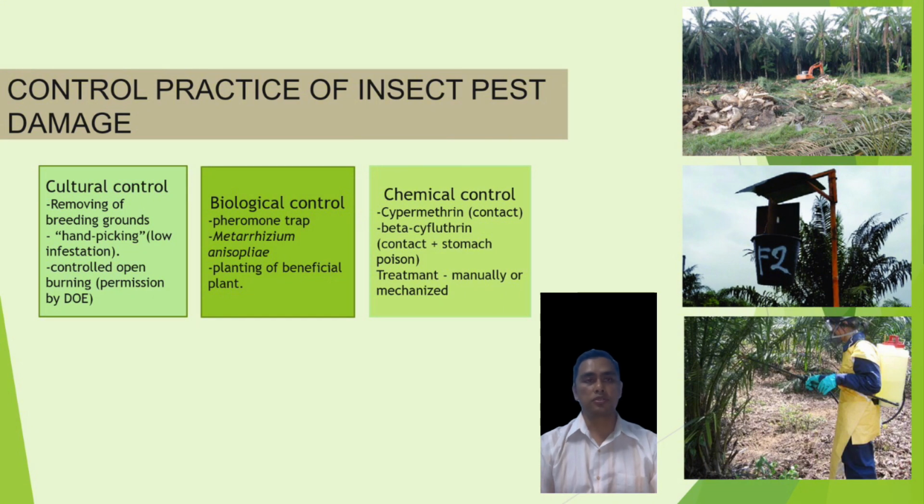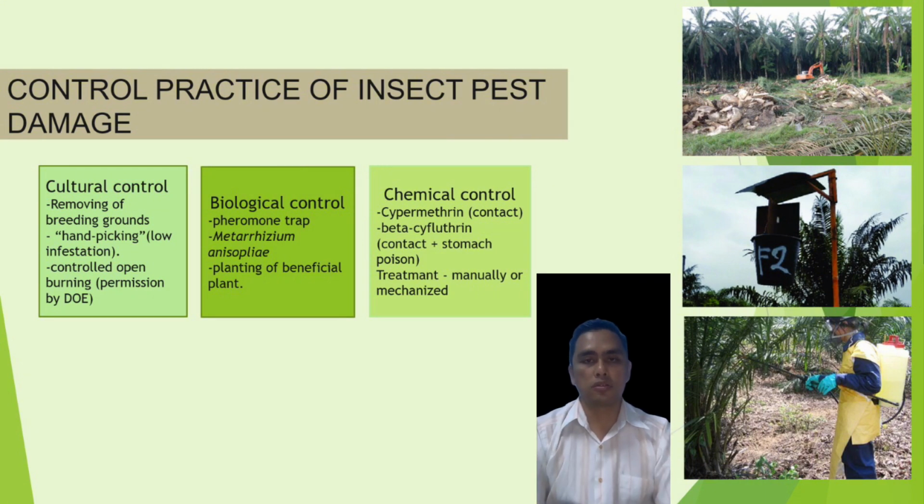There are 3 types of control, which are cultural, biological, and chemical control. In cultural control, the possible breeding ground of the Rhinoceros beetle, the heap of chopped trunks during replanting, is practically buried in trenches. Another method to reduce the infestation is by hand picking, using a special wire with hook tips called the winkling technique. Controlled open burning is also possible by acquiring special permission from the Department of Environment.